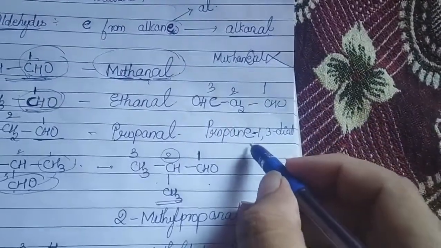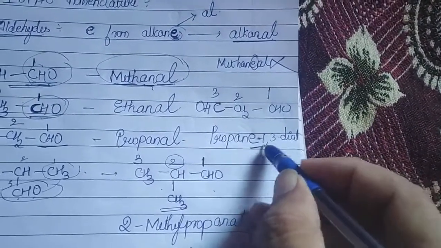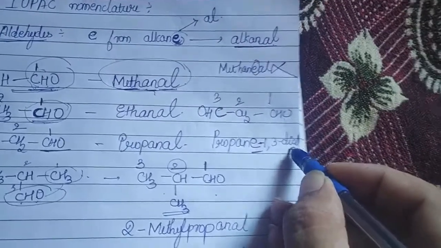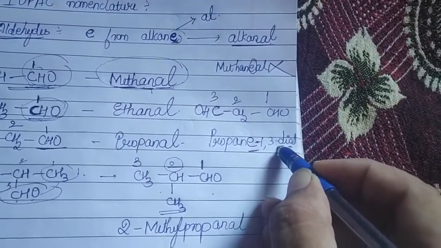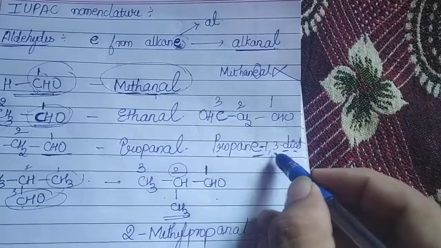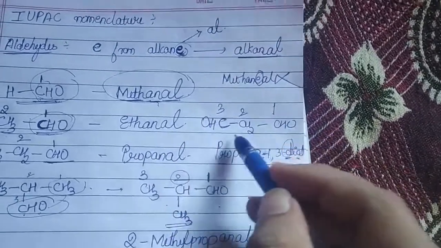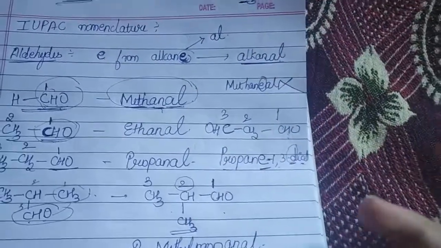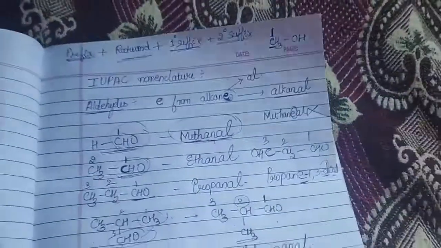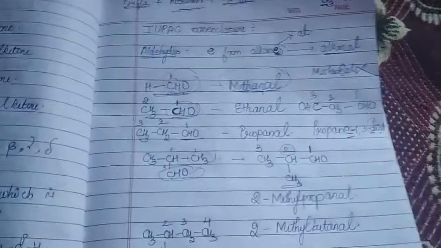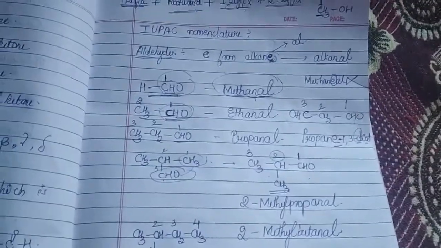I have said it to you many times. If E has to be replaced, the incoming suffix should be what? A vowel. But here it is starting with a consonant D. So therefore propane-1,3-diol. Okay, 1,3-diol. Is that clear? So these are some of the examples of our IUPAC nomenclature of our aldehydes.